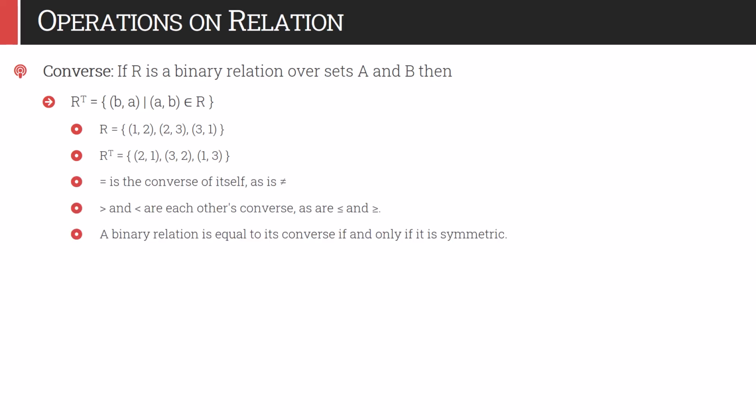Is equal to is the converse of itself, as is not equal to. Right? So if (phi, phi) is in the relation, if we are defining the relation over is equal to, then (phi, phi) is in R. So R transpose will also be (phi, phi), because we are simply swapping the elements, and that will remain (phi, phi). So similarly, greater than and less than are each other's converse, as are less than or equal to and greater than or equal to. And a binary relation is equal to its converse if and only if it is symmetric.